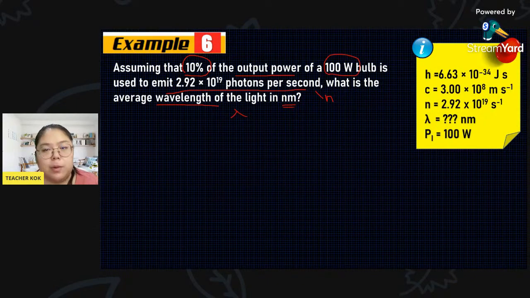Okay, still the same. Number 1 is H. Number 2 is C. Okay, N is how many? We just copy from the question. Okay, P1 means input. Power input is 100. Okay, then the lambda is in nanometer, but we don't know how many.